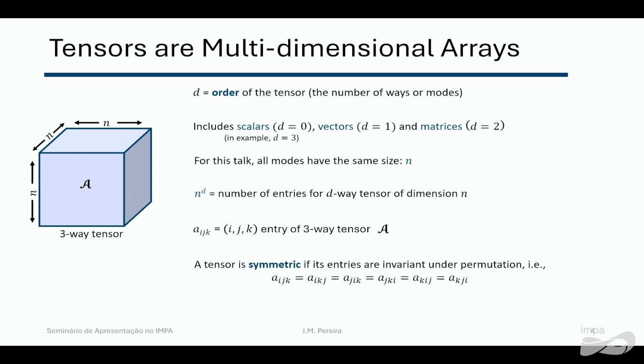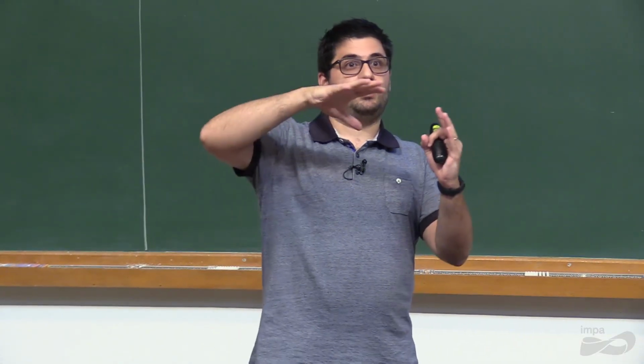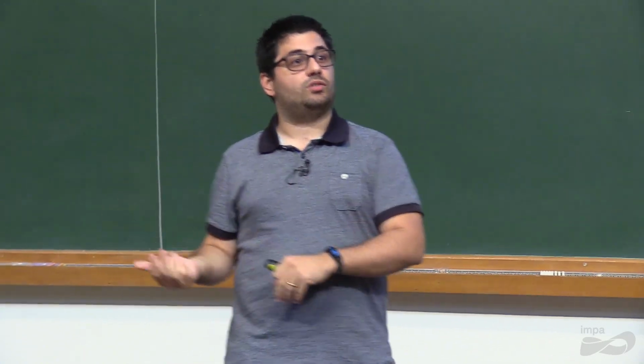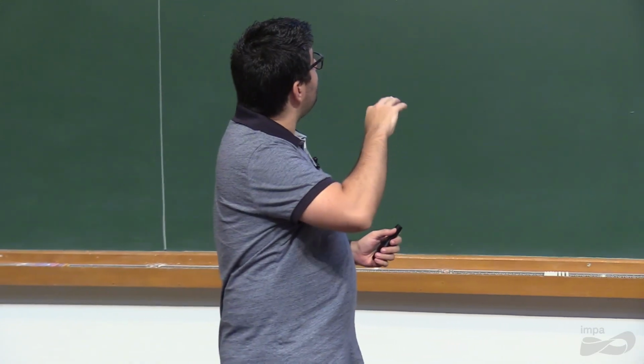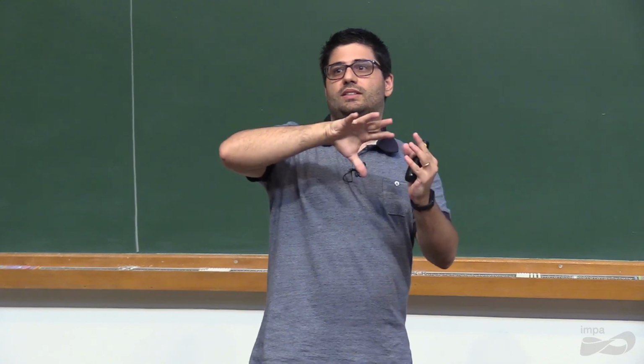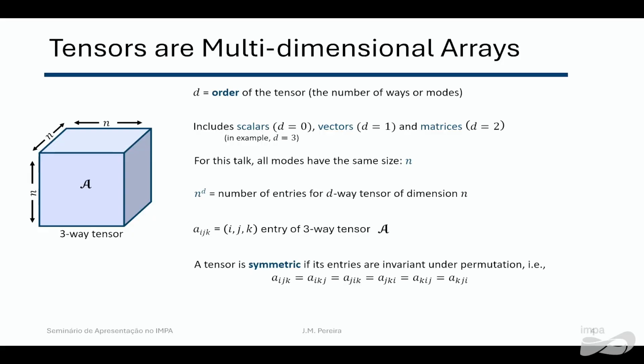The tensors I'm going to focus on in this talk are symmetric tensors. A symmetric matrix is a matrix equal to its transpose. A tensor is symmetric if it's equal to all its transposes, like transposing all the 6 permutations of the indices. So you can guess that a tensor of order 4 is symmetric if all the 24 permutations of the indices give the same tensor.